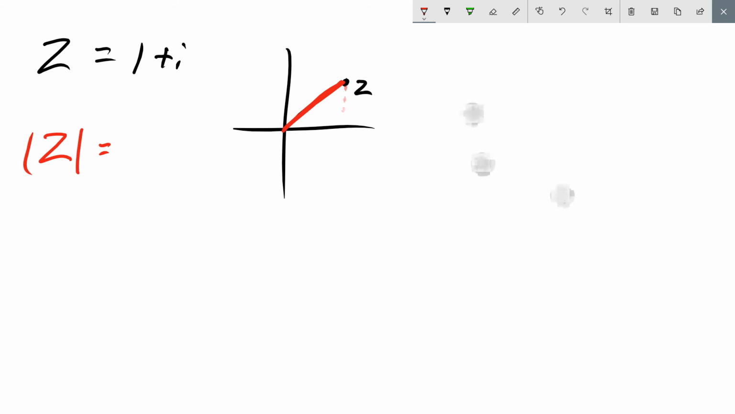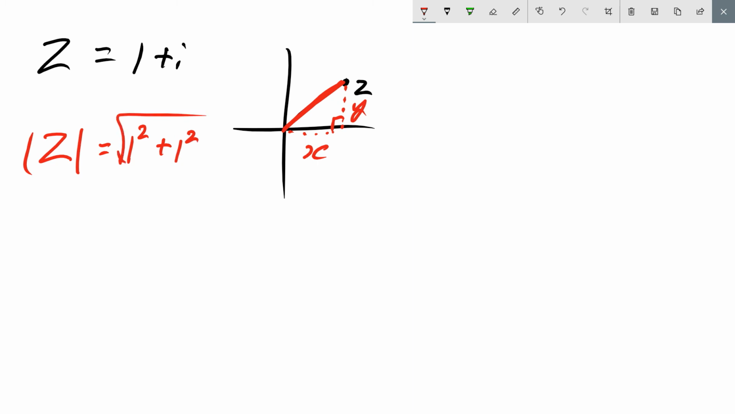We can just use that, make it a right angle, and then we can just square both of the sides. So what we get is the y value, which in this case is 1, and the x value, which in this case is also 1, and we can solve. So for this particular z, it's going to be 1 squared plus 1 squared, square rooted.